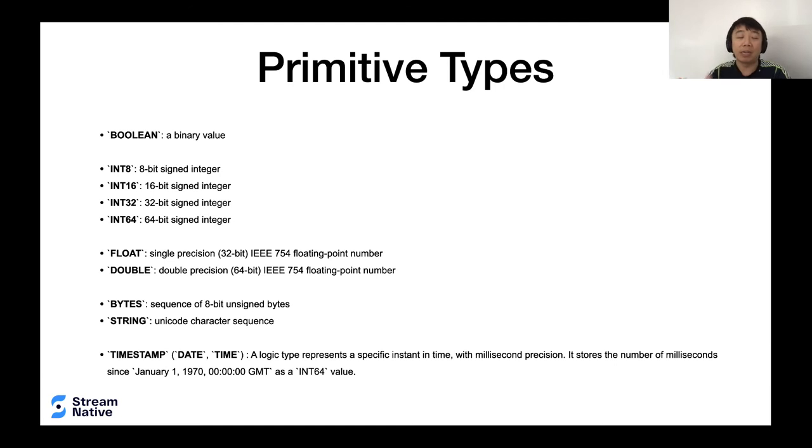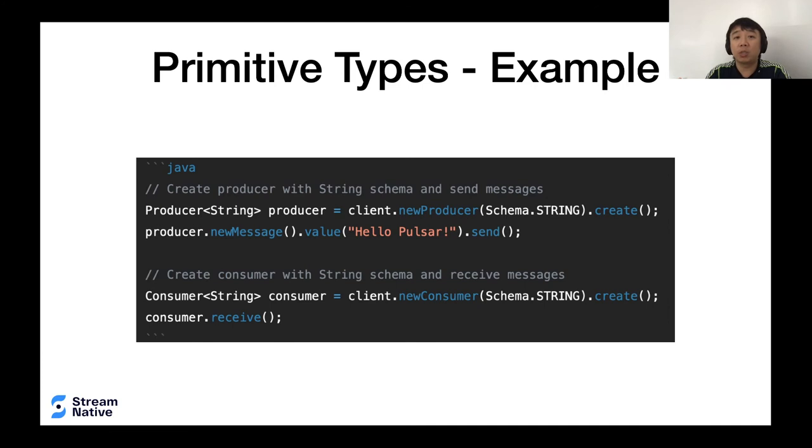All these types you can find in different languages, like Java or Python. It's just a simple type. And using a simple type is also very simple. When you create a producer or a consumer, you just specify that the schema is a given type, like schema string. Then you get a string producer that can produce strings. Similarly, you can construct a consumer with schema string and receive the string value from that topic. So primitive schema is pretty simple, nothing really special there.